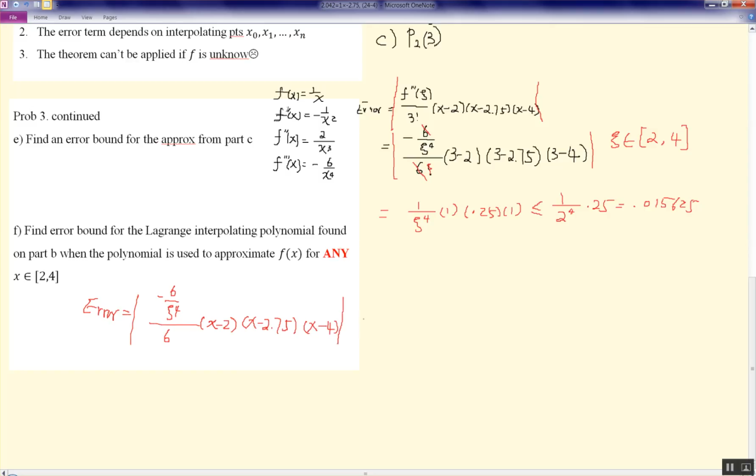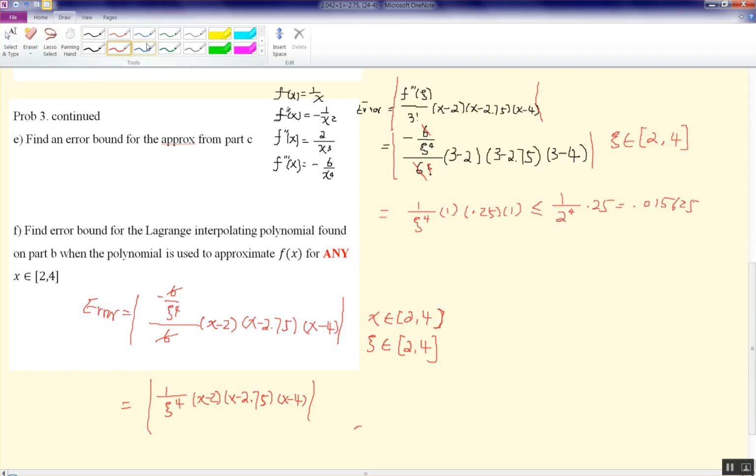Where x is between 2 and 4, and also xi is between 2 and 4. A little simplification. First of all, this 6 and 6 can cancel. Then I ignore the negative sign, so I have 1 over xi to the 4th, times (x minus 2)(x minus 2.75)(x minus 4). I would discuss this separately.